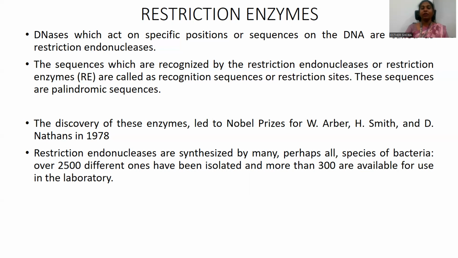The advent of recombinant DNA molecules mainly came into the picture because of the discovery of restriction enzymes, which was done by Werner Arber, Hamilton Smith, and Daniel Nathans, for which they were awarded the Nobel Prize. As of now, we have more than 300 commercially available restriction endonucleases, but around 2,500 restriction endonucleases have been discovered from species of bacteria.